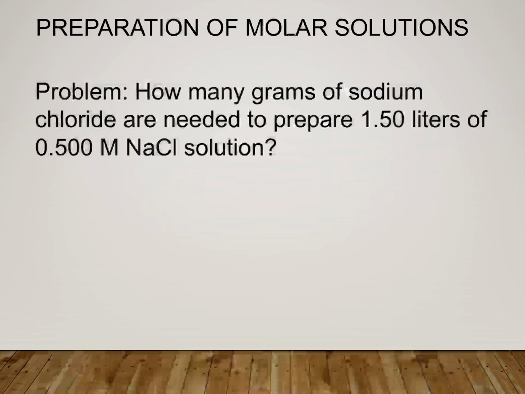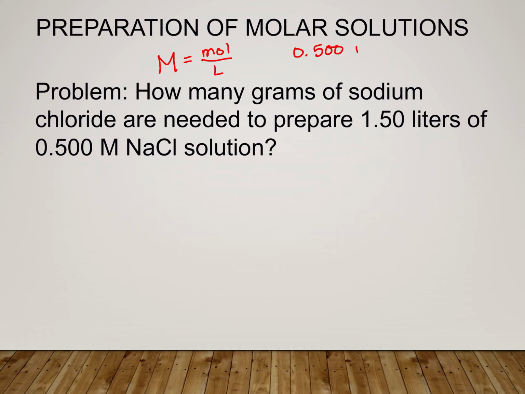So what we want to think about is using molarity as a conversion factor in our train tracks. Molarity we know is moles over liters. So if we have 0.500 molar, that means that we are using 0.500 moles of sodium chloride per 1 liter of solution.